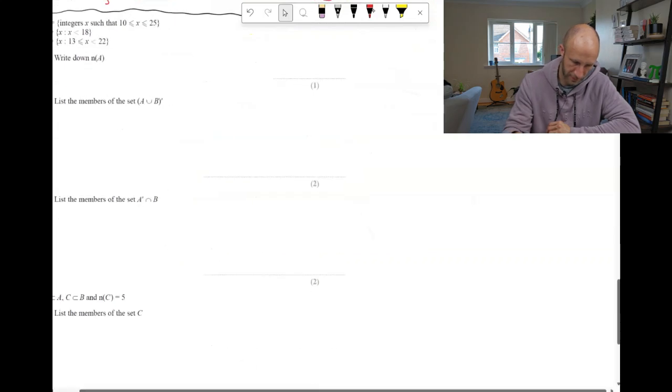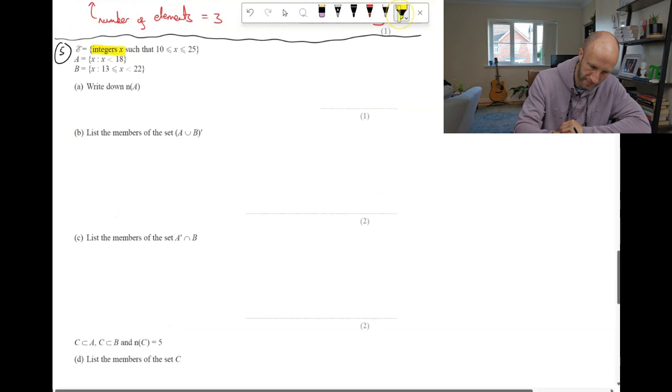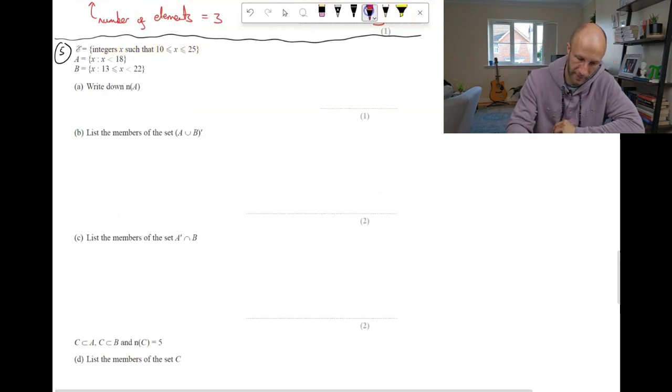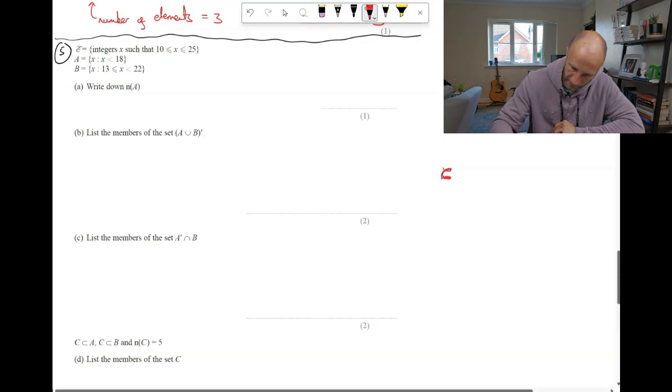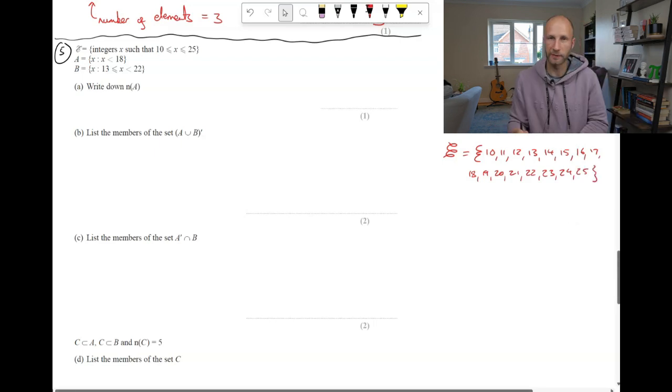Okay, 2 more questions. A similar kind of notation here. This is the universal set: integers x such that x is between 10 and 25 inclusive. If I wanted to write this out, I'll do it on the left. This would be 10 to 25, and they're whole numbers because it says integers, up to 21, 22, 23, 24, and 25. That'd be my universal set, so they're the only numbers I can consider in this question.